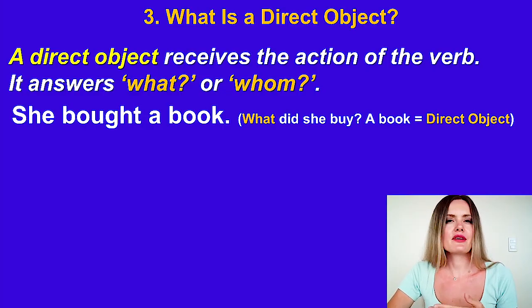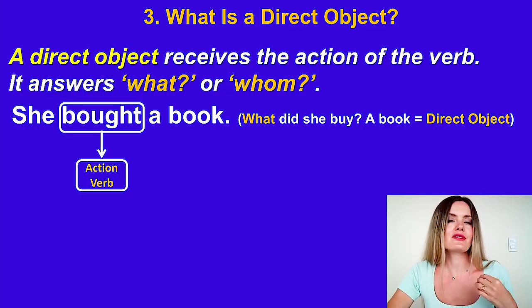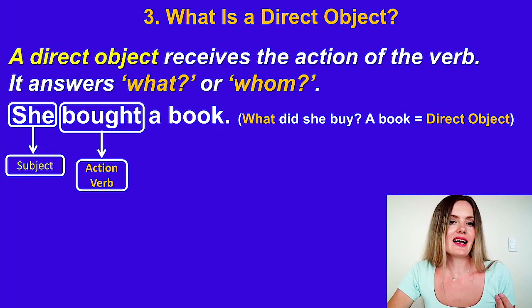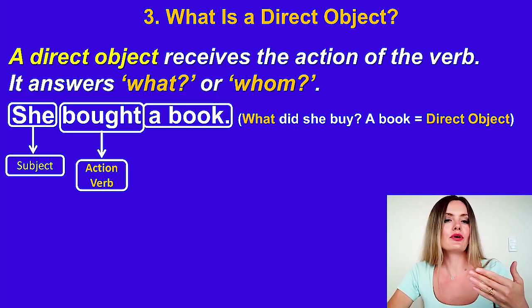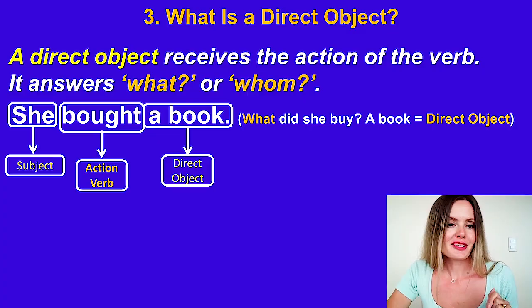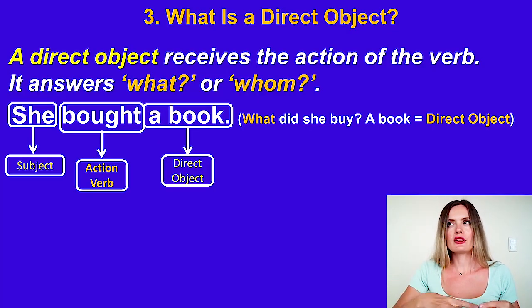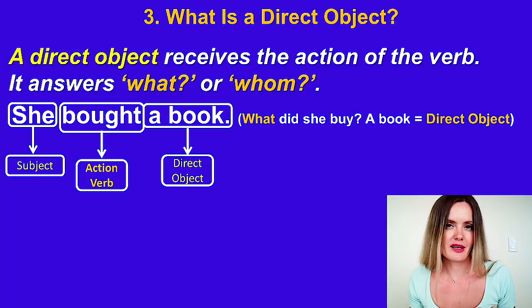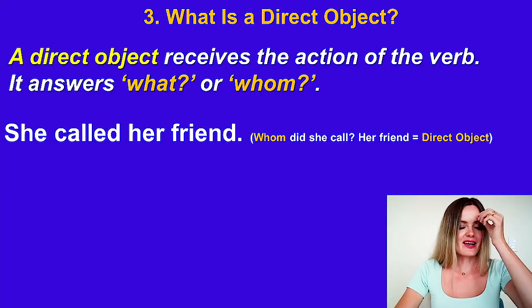So let's do everything step by step. Bought is an action verb because it shows a physical action. Then she is the subject. Then what did she buy? A book. It's a direct object because it answers the question what. She bought what? What did she buy? A book.